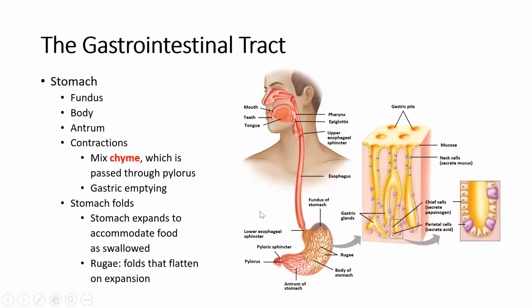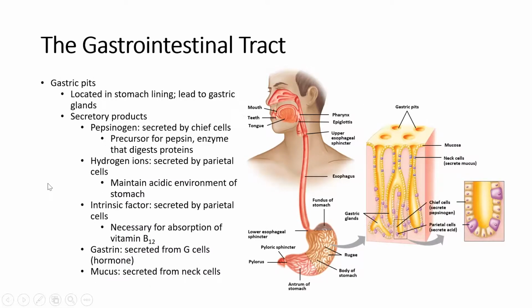Other features of the stomach are rugae. Rugae are these folds that are found throughout the stomach lining. They have the ability to stretch out and allow the stomach to distend to accommodate larger volumes, as well as to contract or fold upon themselves to allow the stomach to come back to its original size and original shape.